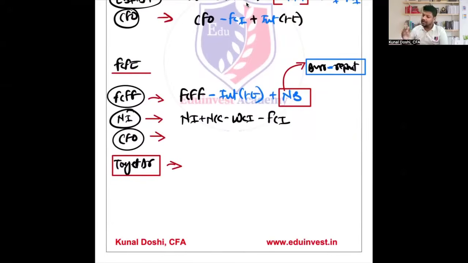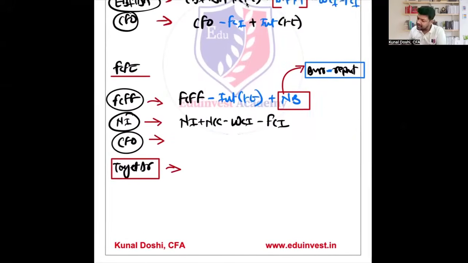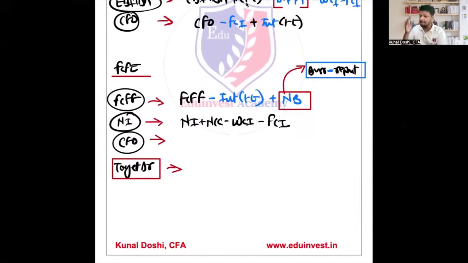So what is the conclusion? In reality, what we did is net income plus non-cash minus working capital and minus fixed capital. In net income, we've already deducted the interest times 1 minus T, so we neither need to add nor deduct it because it's already adjusted in the net income. All we have to do is simply add the net borrowing. When I combine these three, it becomes my CFO. So my CFO minus fixed capital investment plus the net borrowings. Understood, everyone?